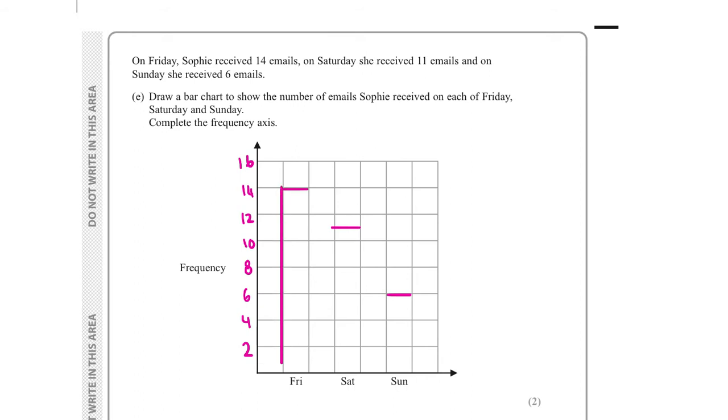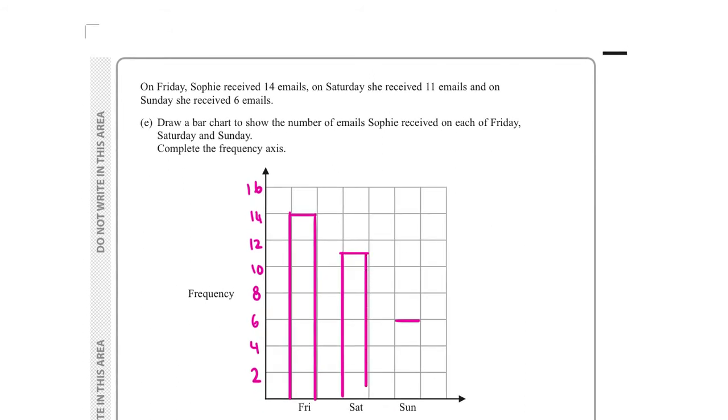So, Friday was 14. Saturday is 11. Okay. Oh, right there. Oh, it's harder than it looks on an iPad. And then Sunday is 6. And we can see we have equally spaced gaps in between. This is exactly how your bar chart should look.